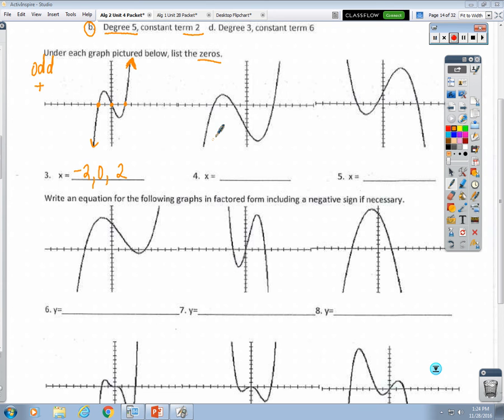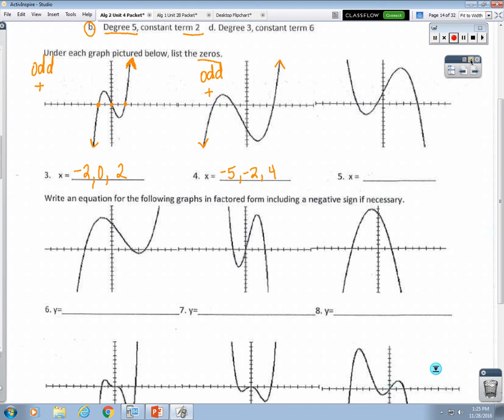Okay, for number 4, is this an odd or an even graph? Odd, because the ends are going in opposite directions. One side's going up, one side's going down. Is it odd positive or odd negative? Positive. The right side is going up, so it's odd positive. This means your degree would be an odd number, and your leading coefficient would be a positive number. Okay, where are the zeros? Correct.